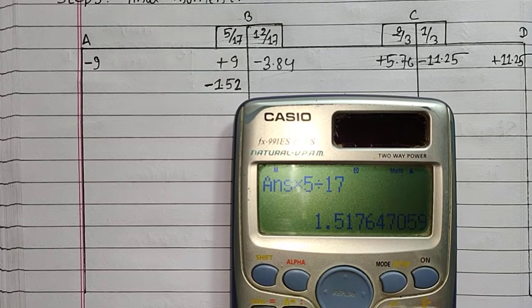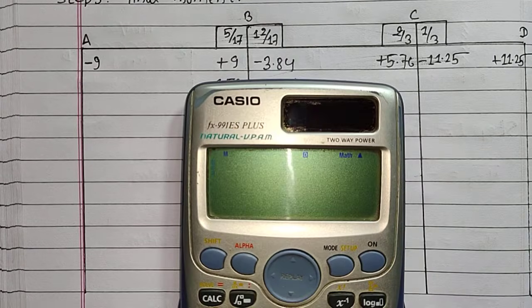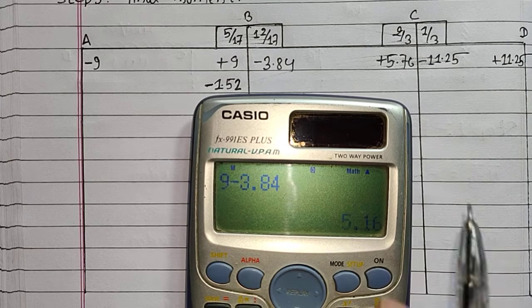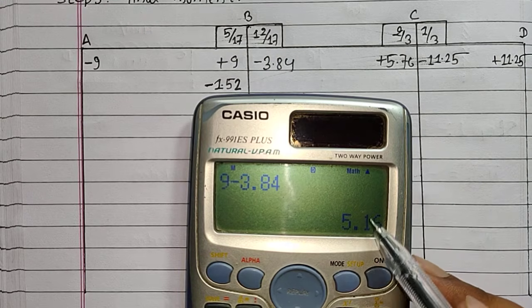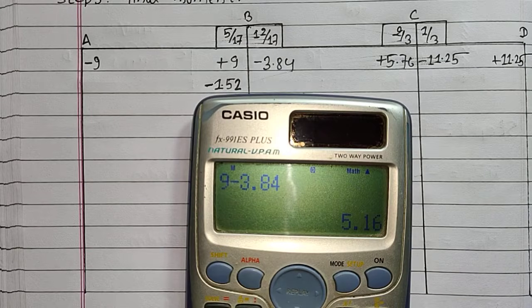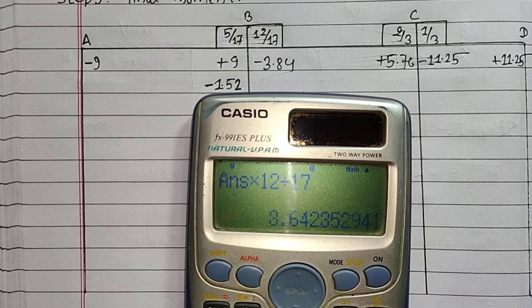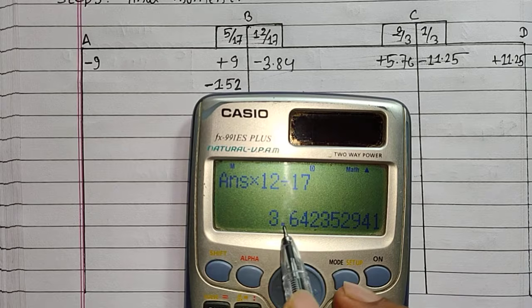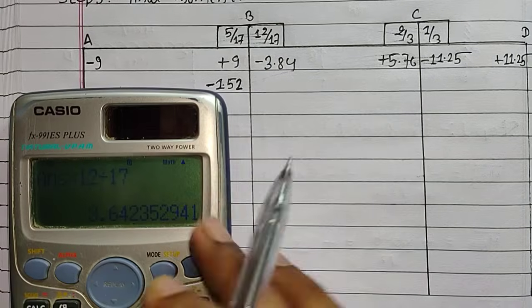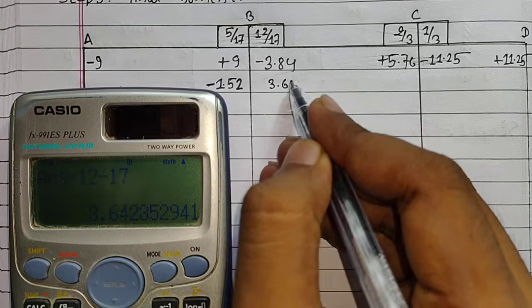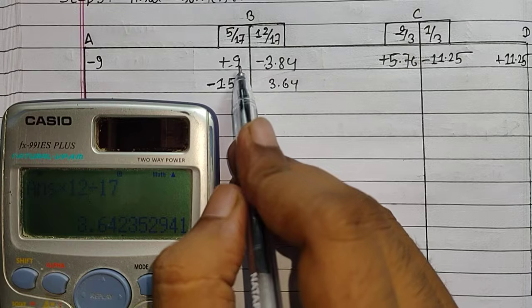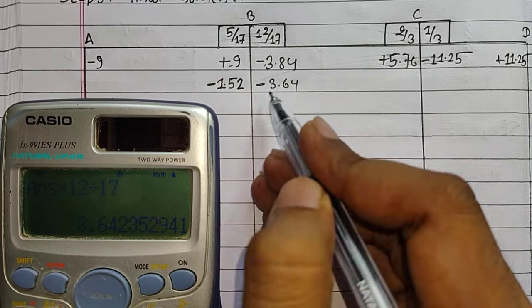Now again, on adding 9 minus 3.84, we have got 5.16. Now multiply 5.16 by 12 by 17, we have got 3.64 on round off. So let's write it down here, 3.64, and again the difference between these two terms was taking positive sign, so we will write it in negative.